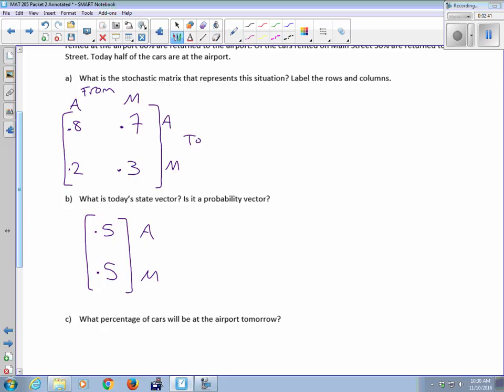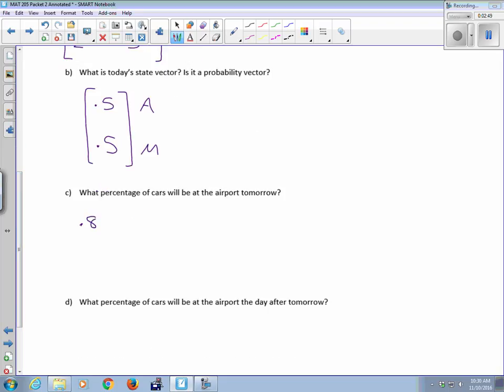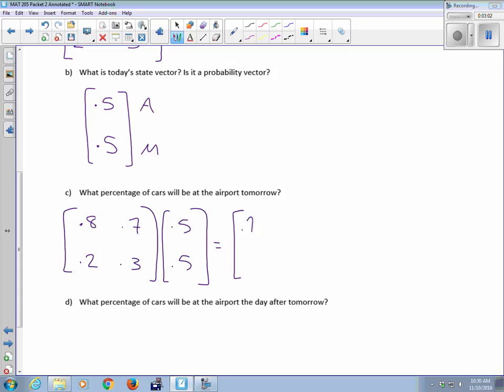So what percentage of cars will be at the airport tomorrow? You can just multiply your stochastic matrix times today's state vector. So I have 0.8, 0.2, 0.7, 0.3 times 0.5, 0.5, and I get 0.75, 0.25, and again, this is airport, Main Street. So what percentage will be at the airport? 75%.